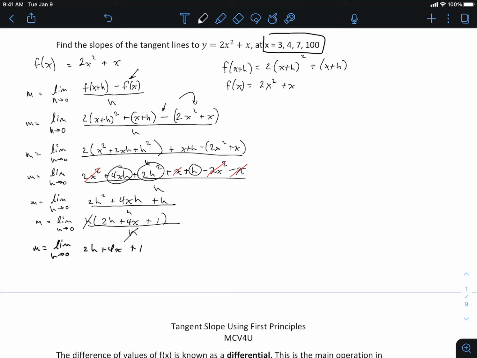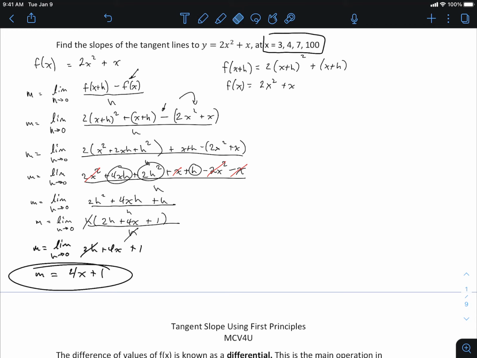Well, how do you do this? You just check it now. You can take the h value and plug it in, and what do you get? Well, m equals, I guess this would be almost the equation of the tangent. You'd get 2 times 0, that's going to cancel. You're going to get 4x plus 1.